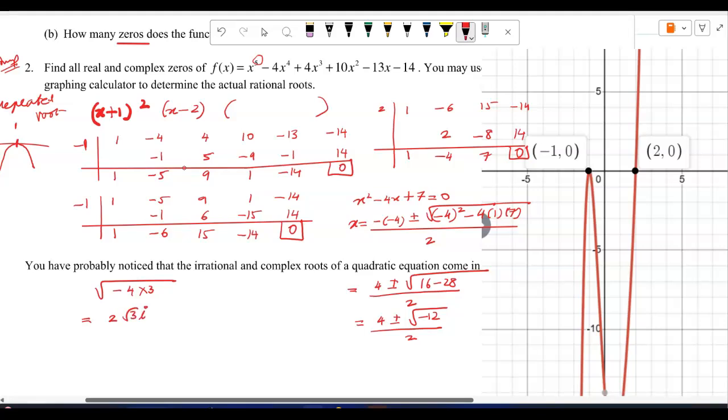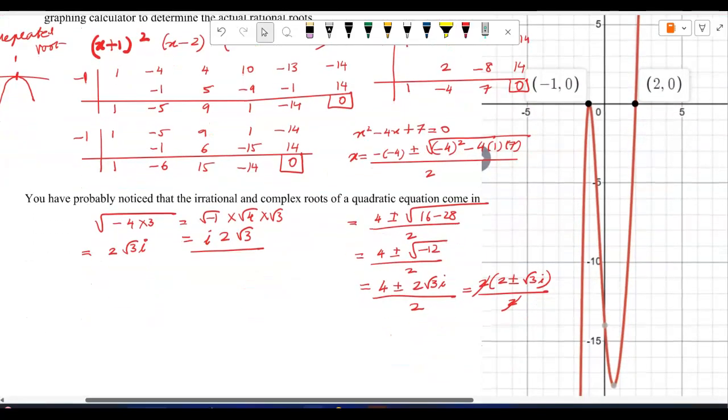See, root of minus 1, root of 4, root of 3. Root of minus 1 is i. Root of 4 is 2. This is 3. So therefore 2 root 3i. And then you just bring the i on the other side. So 4 plus or minus 2 root 3i divided by 2. You remove 2 common. 2 2s are 4, correct? So this and this cancel.